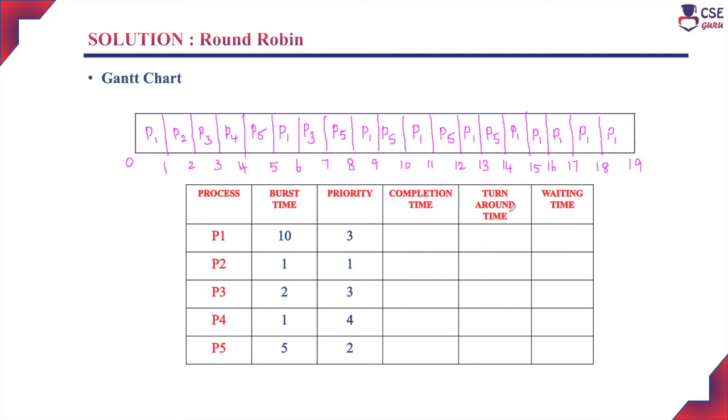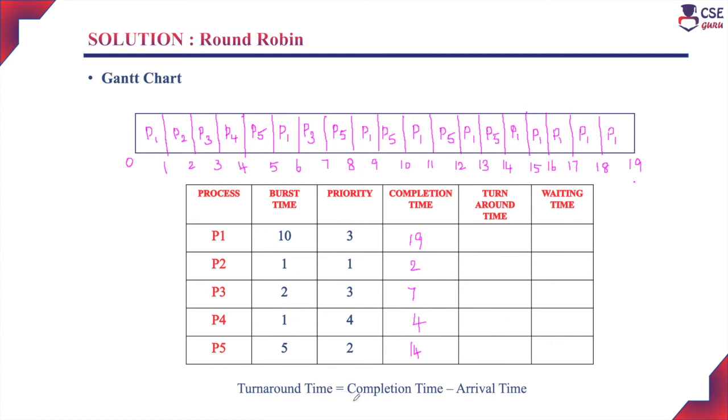Next we need to find the turnaround time and the waiting time for round robin scheduling. So the completion time for process P1: starting time is 0 but it has completed its execution at 19 milliseconds. And for process P2 it is 2. For process P3 it is 7, that is, the total burst time is 2, so 2 times it has executed here. So it is 7. And process P4 it is 4. For process P5 the burst time is 5 milliseconds, so 1, 2, 3, 4, 5. So the completion time is 14.